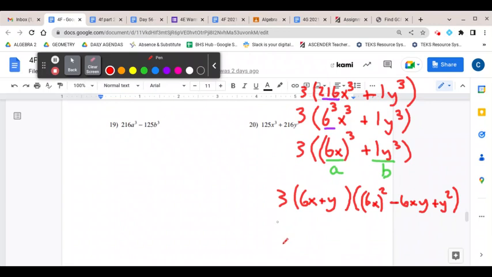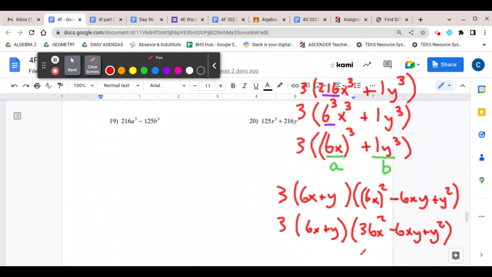Again, last step is to simplify it down. So we have 3 times 6x plus y. And then 6x squared is 36x squared minus 6xy plus y squared there. And this here is going to be your final answer: 3 times 6x plus y, times 36x squared minus 6xy plus y squared.